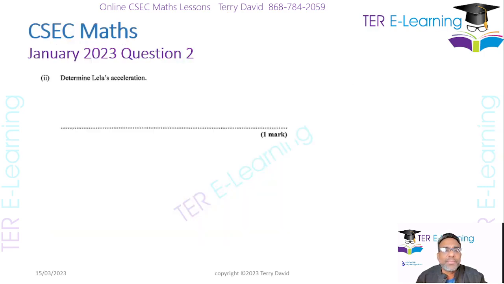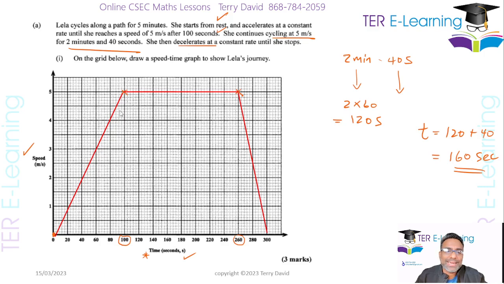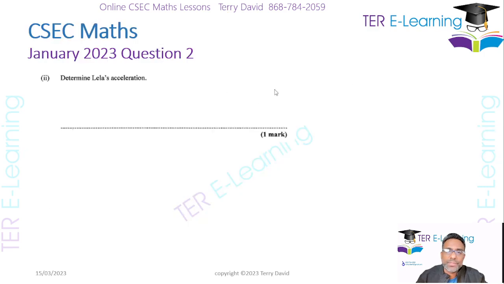The next part, determine Leela's acceleration. Now, acceleration, right, is in this region here, right? Where we have a positive slope. So all we need to do is to find the gradient of that line. So in this case here, you're starting at the origin, but this point on top here is actually 105, all right? So what you have is 0, 0, and you have 105. And what you're trying to do is to find gradient.